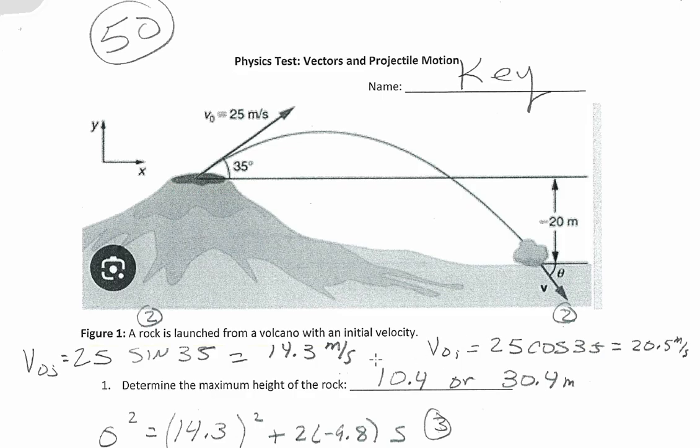Now, determining the maximum height for the rock, I'm just going to use v final squared equals v initial squared plus 2as. We know that 0 is the final velocity at max height, so 0 squared equals 14.3 squared plus 2 times negative 9.8 times s, and that gives us a height of 10.4 meters. Now that is 10.4 meters above its starting point, and if you add the 20 to that, you do get 30.4 for that.